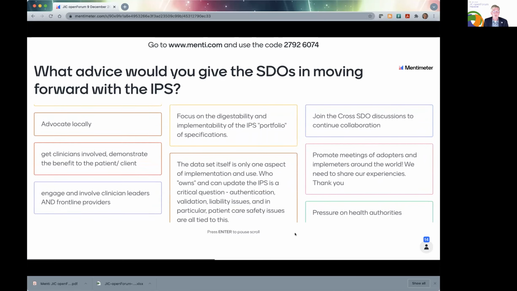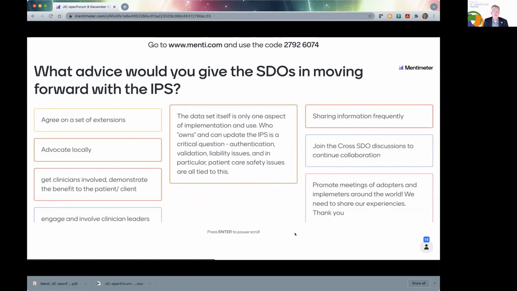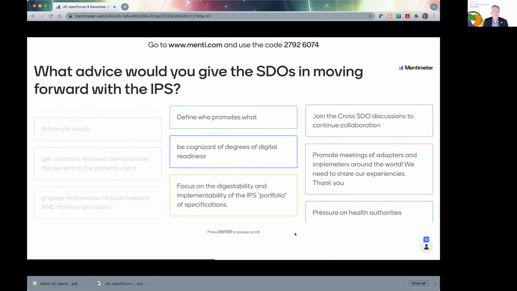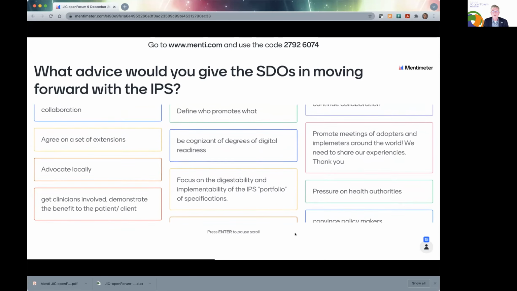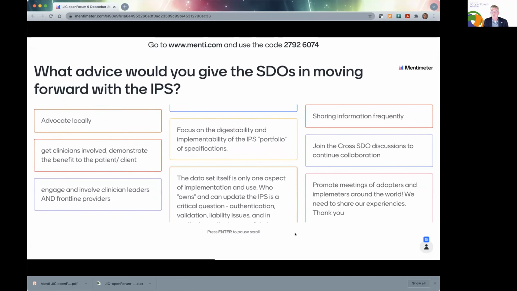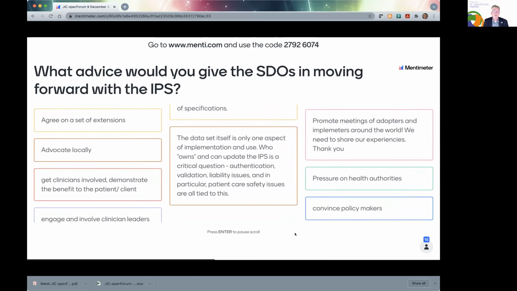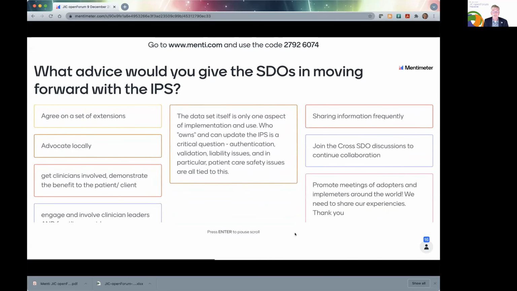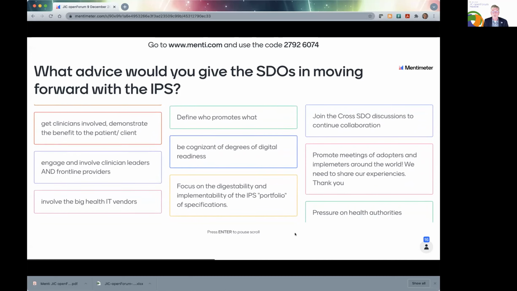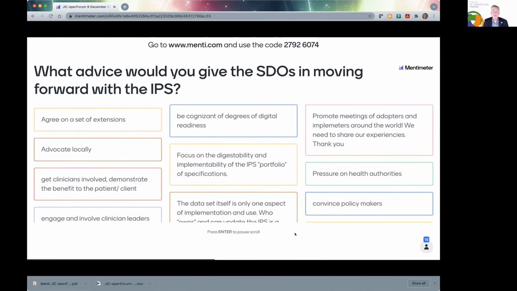Yes, the data set itself is only one aspect, and there's very many other aspects. We are looking into that from the coordination group as well. As Derek already mentioned, there's quite some talk about the workflow that needs to go around it, but also the provenance and the ownership, and that might be different in different countries. There's also the issue of confidentiality. If data is in the hands of the patient, the same medical confidentiality rules no longer apply. So that's also something to discuss at some point in time. Convince policymakers.